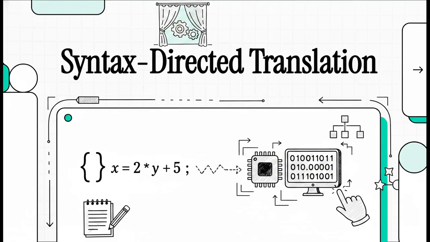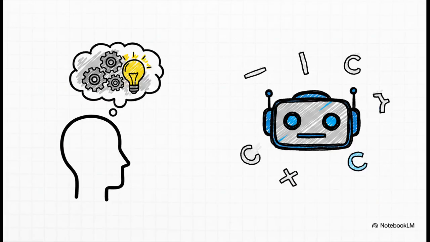Have you ever stopped to think about what's really happening when a computer looks at the code you write? I mean, how does it take this jumble of symbols and turn it into something it can actually do? Well, today, we're going to gently pull back the curtain on one of the most elegant ideas in computer science that makes it all possible. It's called syntax-directed translation.